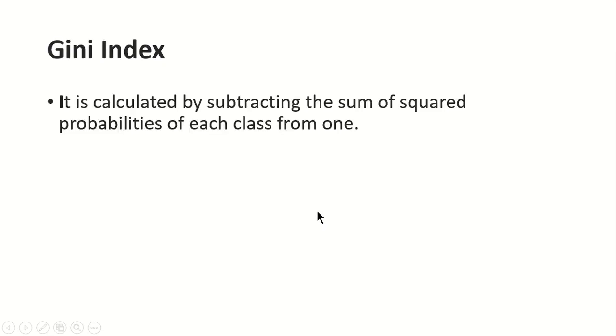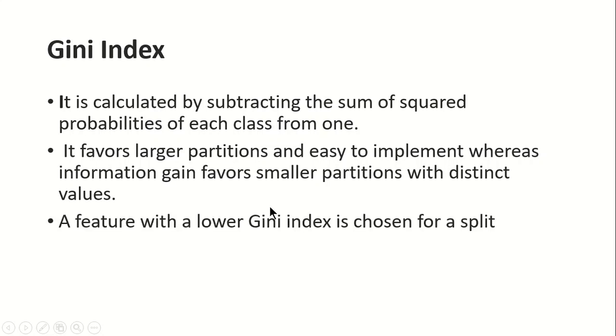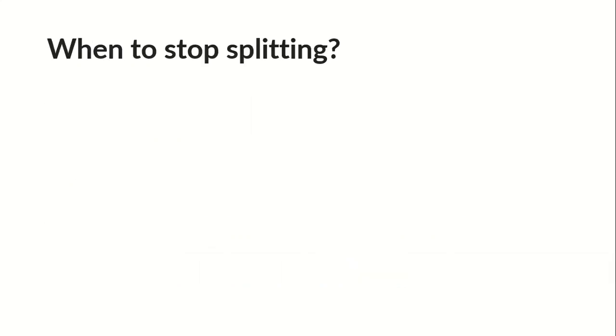Then the Gini index is calculated by subtracting the sum of squared probabilities of each class from 1. It favors larger partitions and is easy to implement, whereas information gain favors smaller partitions with distinct values. A feature with a lower Gini index is chosen for the split. Gini index is calculated like this: 1 minus the sum of p(x=k) to the power 2. So these are the equations we just go through, we are not going deeper.